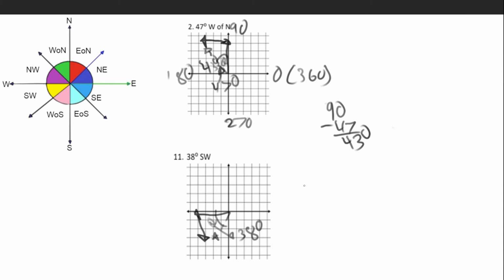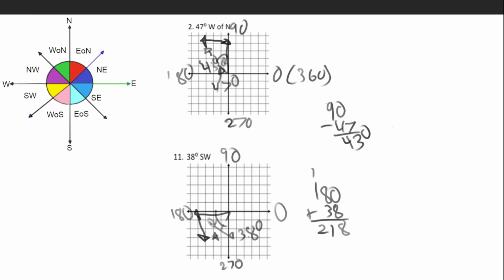So now we're going to find the total angle. We have 0, 90, and 180. So it's past 180, but before 270. So we can do 180 plus 38, and that would be 218 degrees. That would be our total from 0.